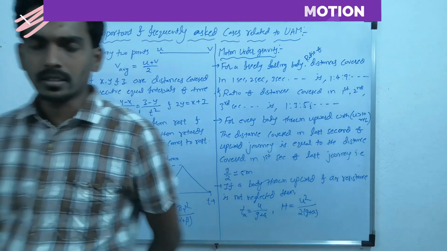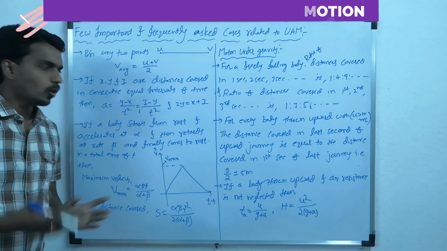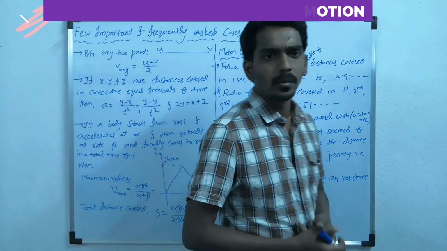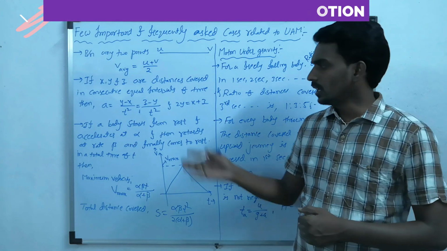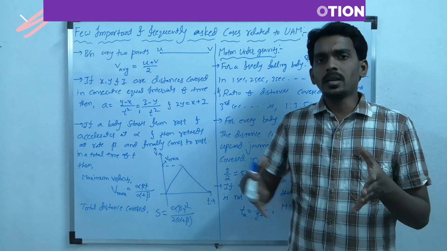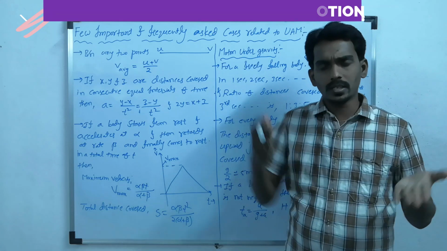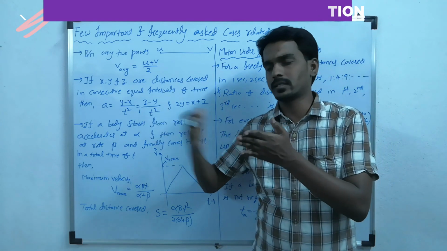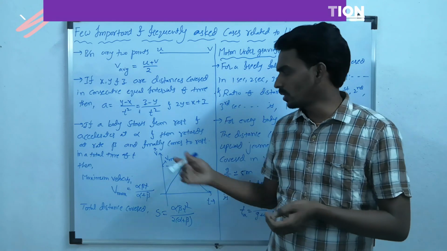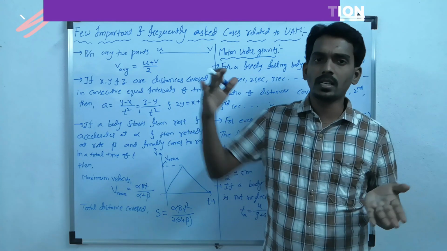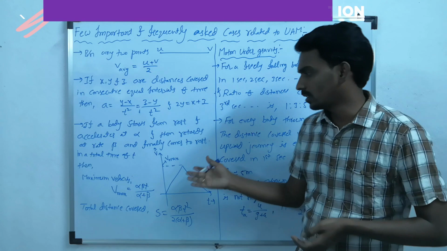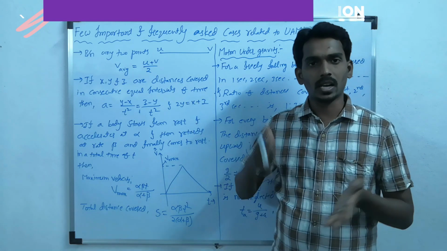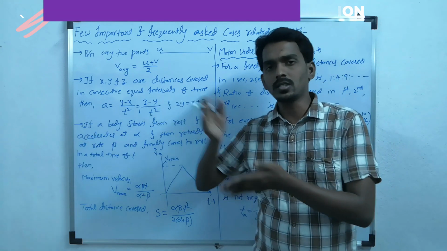And the third one is a body accelerated from rest, then decelerated and finally coming to rest. Like a train running between two stations: it started from one station, accelerated, reached maximum velocity, then applied brakes and came to rest. So in that case, what maximum velocity is acquired by the train? In that case, they have taken the initial acceleration as alpha, then the deceleration as beta.